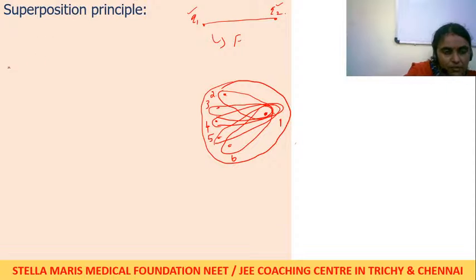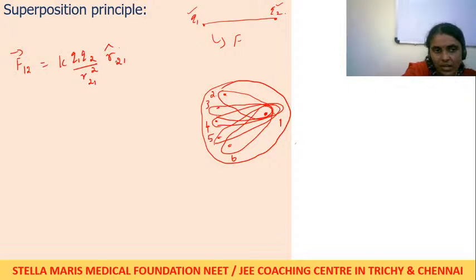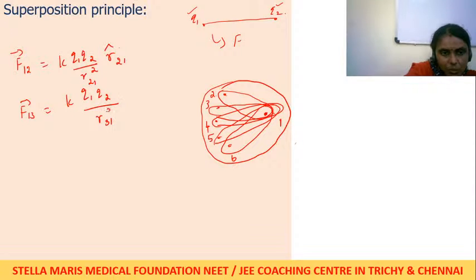First, the force between charge 1 and charge 2 will be F12 equal to K Q1 Q2 divided by R21 squared, R21 cap. We have already seen this in yesterday's class, no? This is the unit vector. Next, F13 vector equals K Q1 Q3 divided by R31 squared, R31 cap. Likewise it goes on, correct.